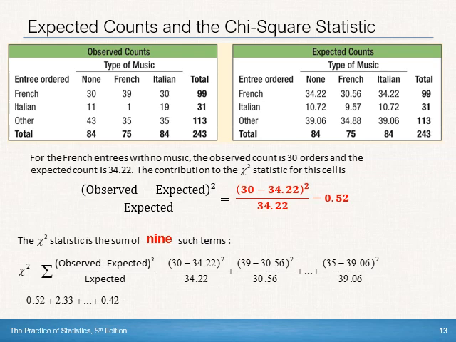Okay, so we're going to again add up all 9 of the terms for all 9 of the cells, and we end up with a value of 18.28. Okay, so again, we want to look at how big that is. Is that statistically significant? And so we look again. We use the same process from here on out to get our p-value.